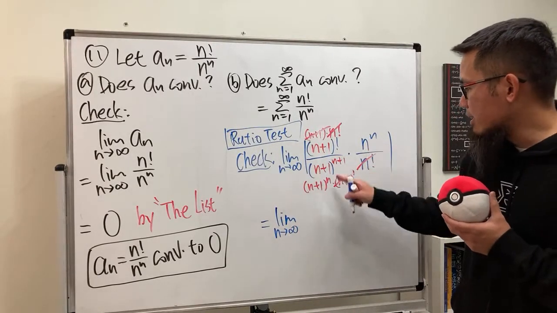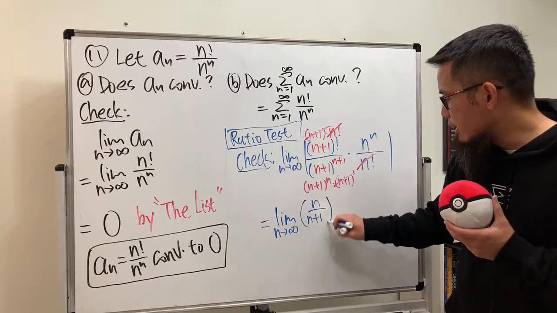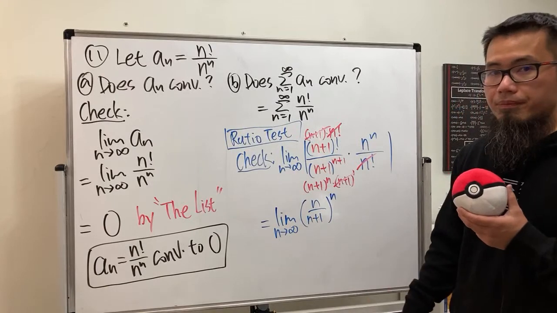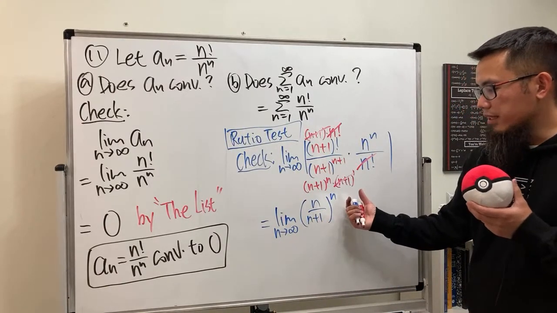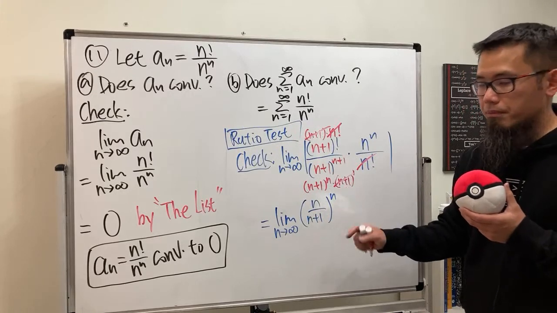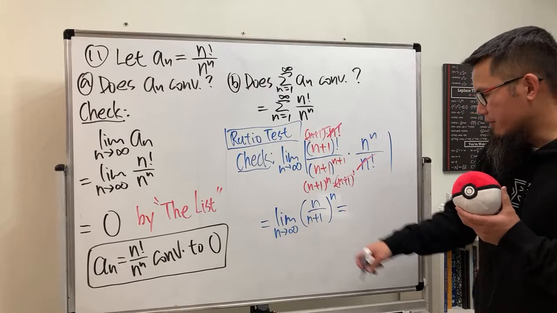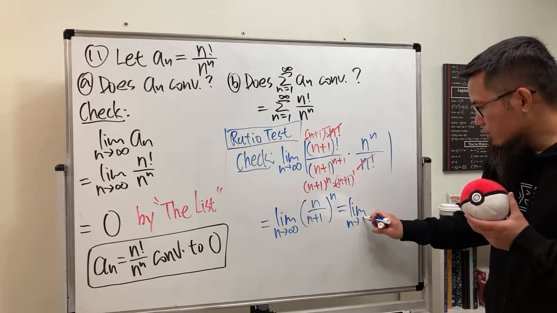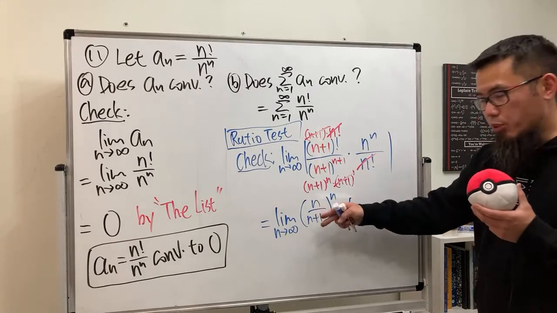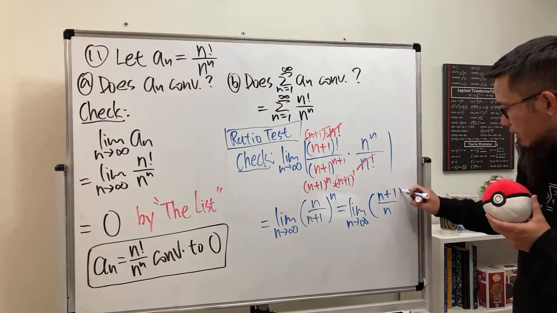Let's just write this down as n over n plus 1 raised to the nth power. Well, if you put infinity in here, you get 1 to the infinity power. No good. But this is really similar to the limit, sorry, the fact. Just do it real quick. Limit as n goes to infinity. Do the reciprocal. We get n plus 1 over n.